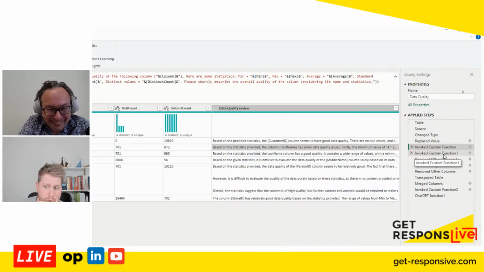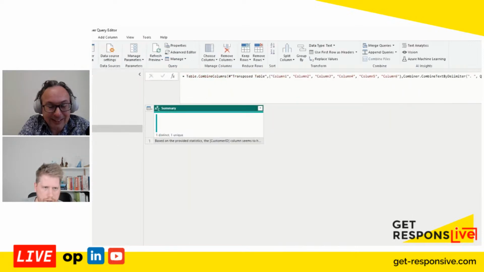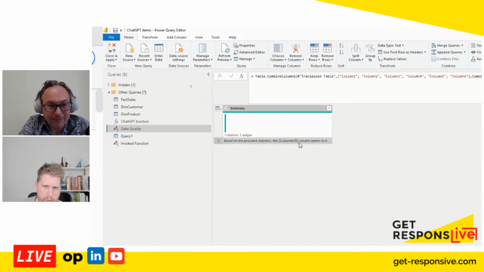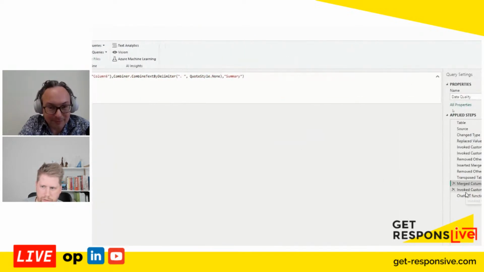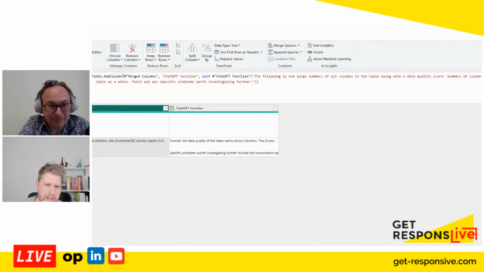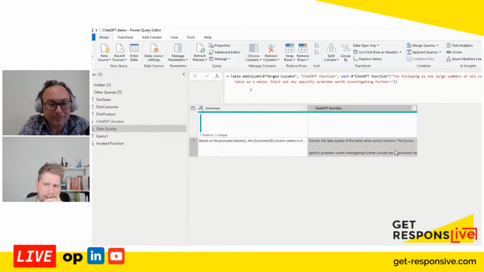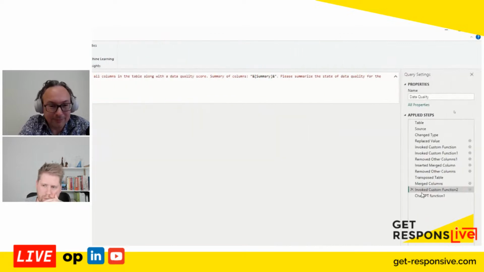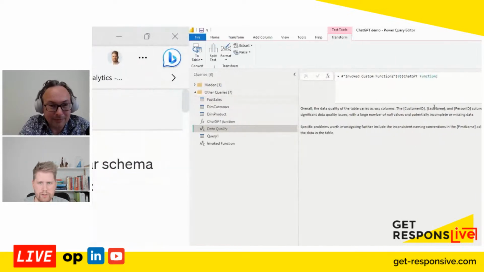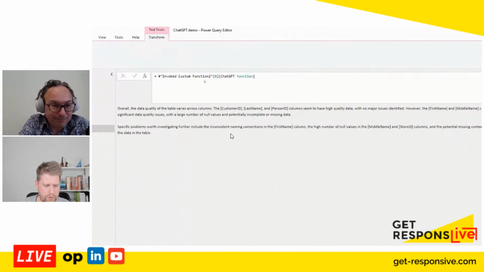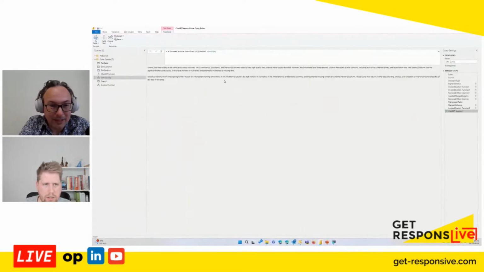But we can do even more than that. So I could take all these and merge them into one big column with all the data in one. Invoke ChatGPT again. So I can use the output of ChatGPT as my data to even generate new calls to ChatGPT. And here I can have it sum up the entire table into one output. I will have to zoom out here.